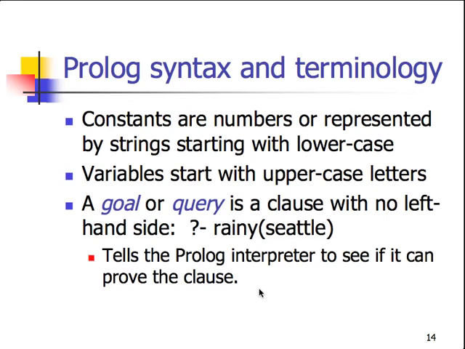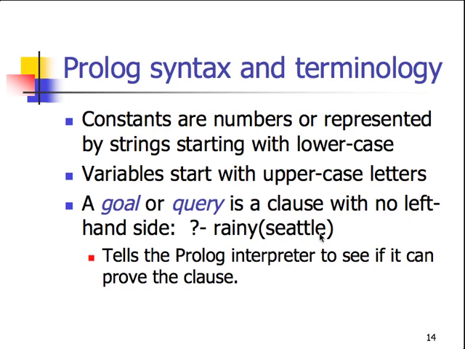Constants are numbers or strings starting with lowercase, and variables start with uppercase letters. So all of our variables have uppercase letters, all of our constants have lowercase letters. And the goal or the query is the clause with no left-hand side. This is the prompt. We say raining in Seattle, rainy Seattle. It comes back and it'll say true or false. So it tells the Prolog interpreter to see if it can prove the clause.